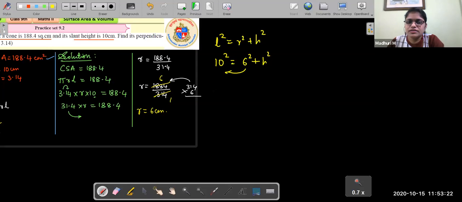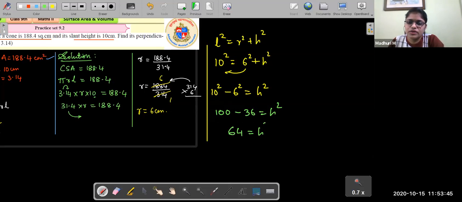6 has to move to the other side. So that would be 10 squared minus 6 squared equals H squared. You can first find out the square and then move it to the other side. No problem. You can solve it anyway. So 10 squared is 100 and 6 squared is 36, and subtracting you would get 64, which equals H squared. So H will be the square root of 64. Height equals square root of 64. That is 8 centimeters, right?